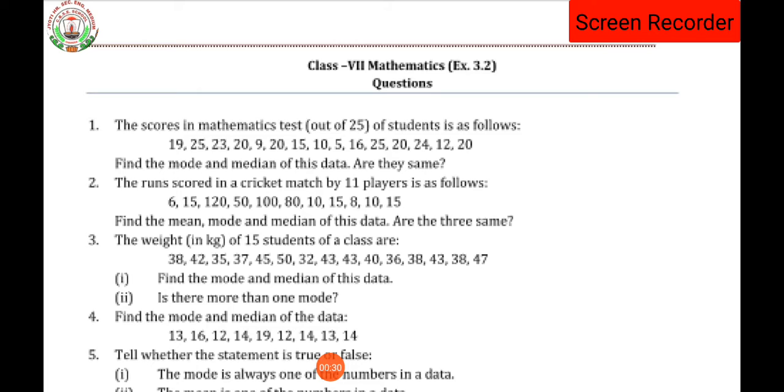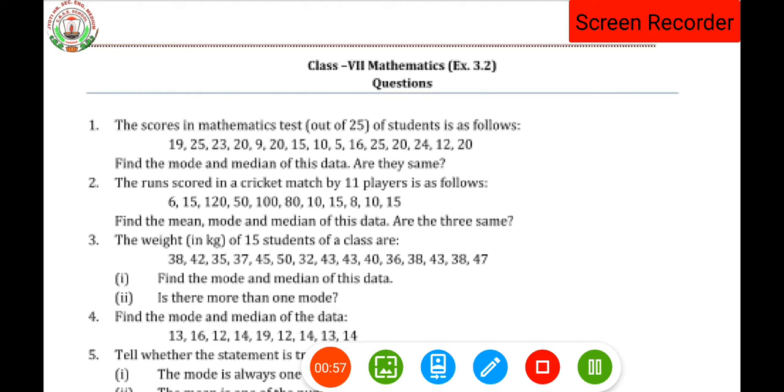Range is what? The highest observation is subtracted by the lowest observation. What is mean? Mean is the sum of all the observations divided by the total number of observations. That is mean. Now in this video we are going to see exercise 3.2, questions number 1 to 5. It's a very small exercise, soon it will be completed.